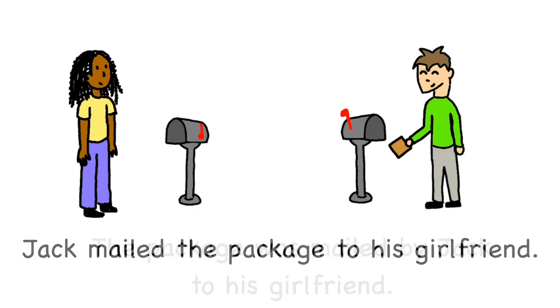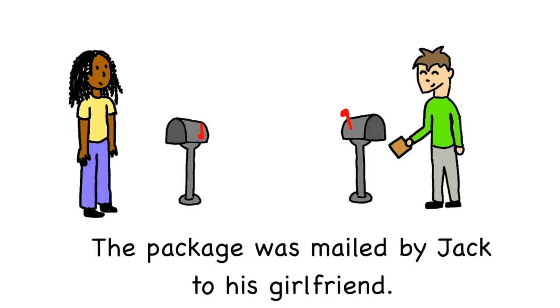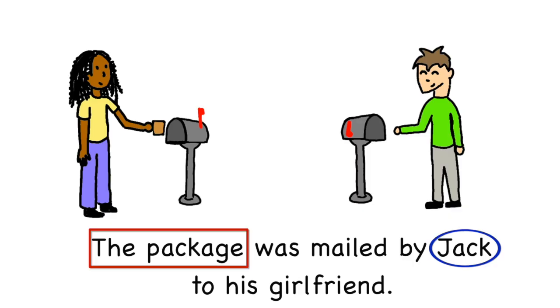Here's the sentence written in the passive voice. The package was mailed by Jack to his girlfriend. How closely does it match yours? I bet you moved the recipient and agent to their correct locations in the sentence. But don't forget to add by before the agent and add to be plus the past participle form of the verb. Although the verb tense does not change, the form does.